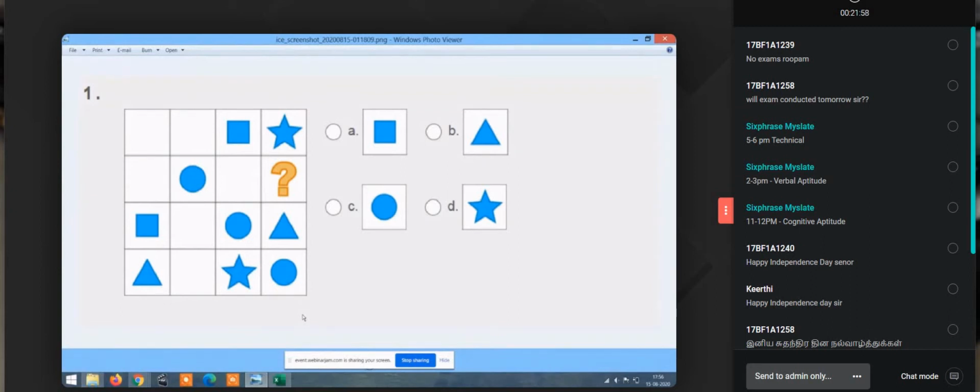So if you look at this, you can see, right, you need to find what comes in place of the question mark. Now this column, guys, I'm referring to the fourth column. In the fourth column, we have 3, just one is missing. So you just need to see what is the missing symbol. Here the missing symbol is square.